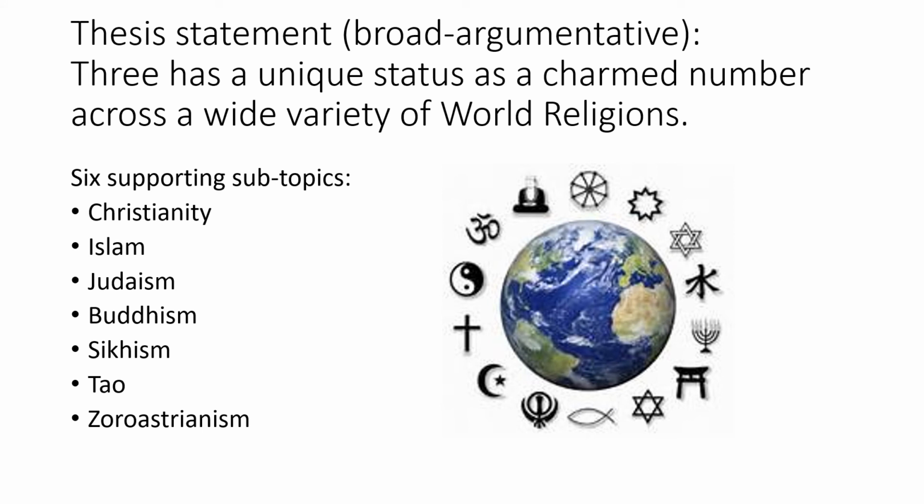Here's an example of a broad argumentative thesis statement. 3 has a unique status as a charmed number across a wide variety of world religions. If I follow the cue of my thesis, I'll be obligated to include more than 3 main points, since a wide variety suggests at least 7 or so. In this case, it might be advisable to identify 7 and write the body of your essay as a paragraph about each example. Christianity, Islam, Judaism, Buddhism, Sikhism, Tao, Zoroastrianism.